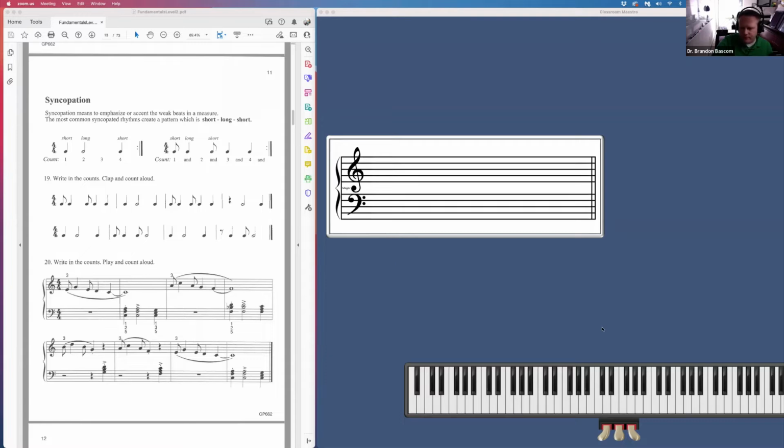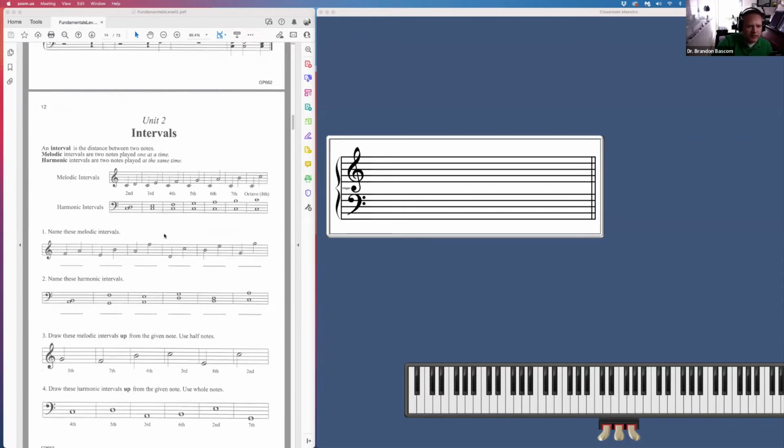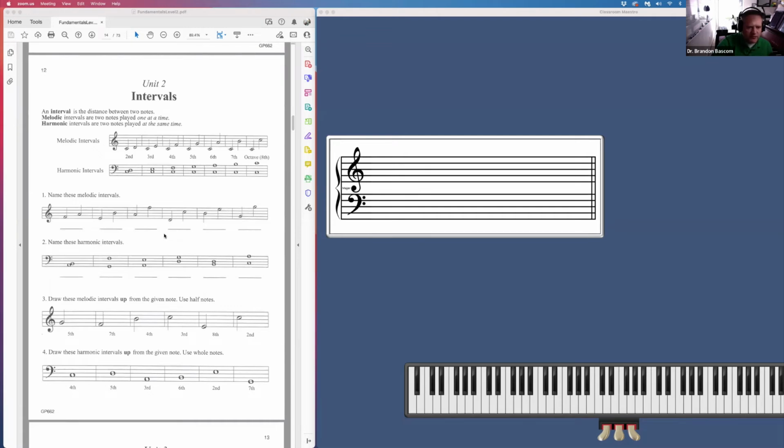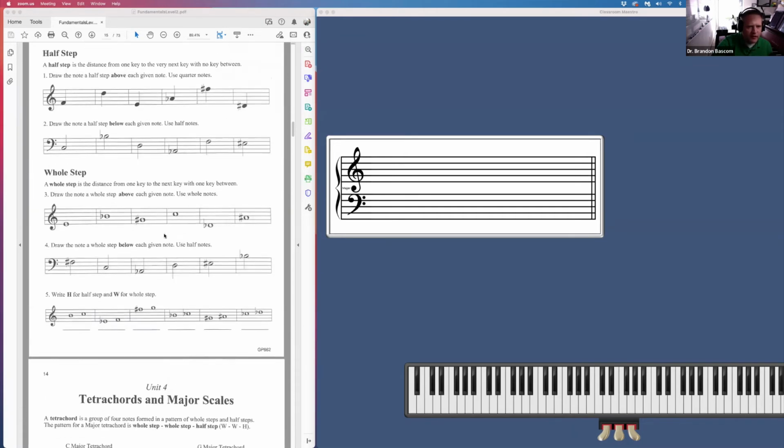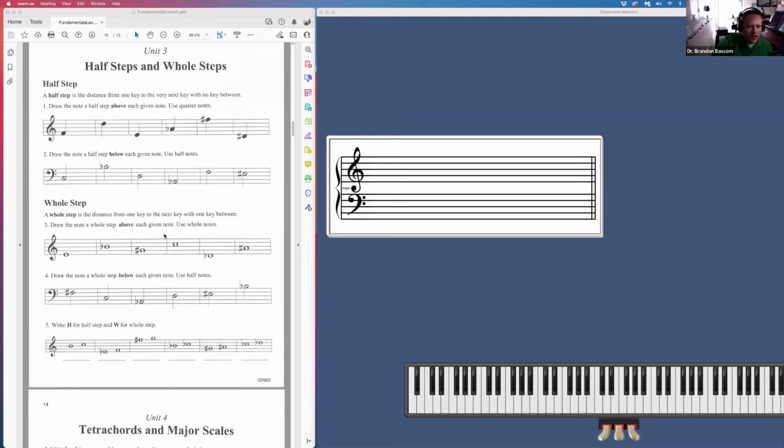Moving on. Intervals. I don't think we have any new intervals, just reviewing seconds through octaves. Half steps and whole steps should not be new.